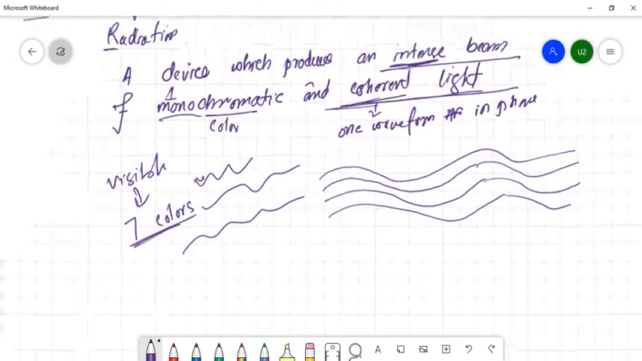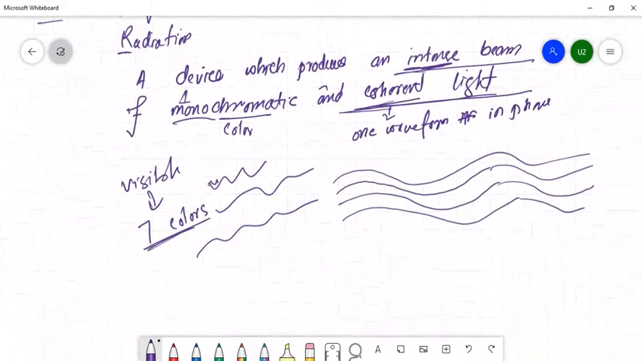So that is the definition. So that is more technical. A device which produces an intense beam of monochromatic, of one color, and coherent light, one waveform and in phase. In other words, you can say that it has similar wavelength and frequency.